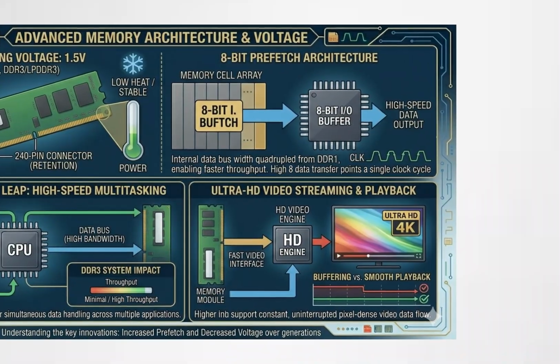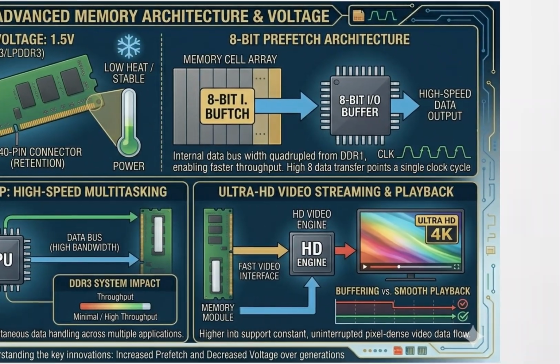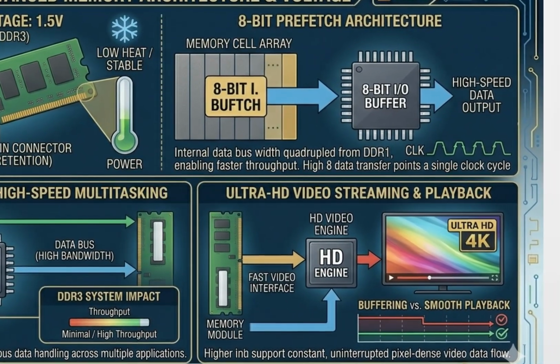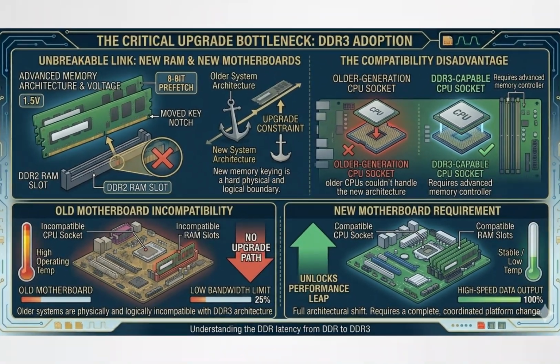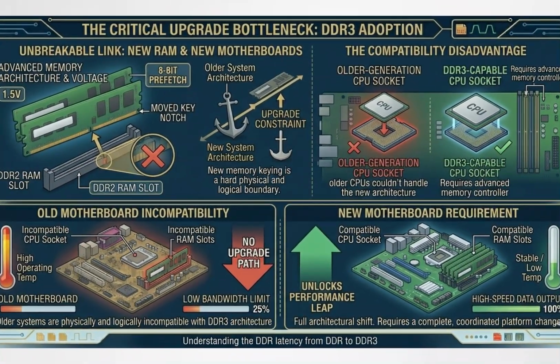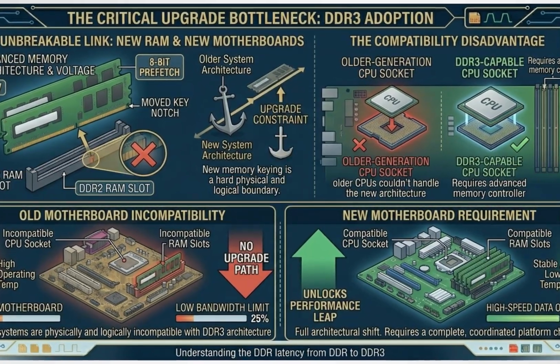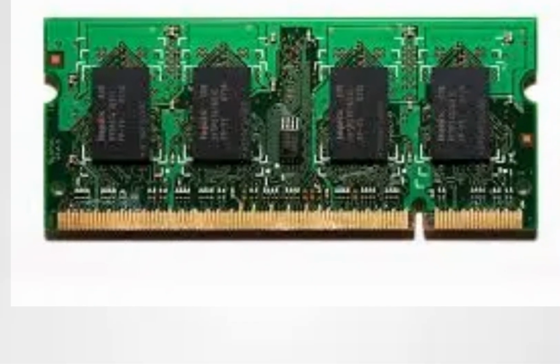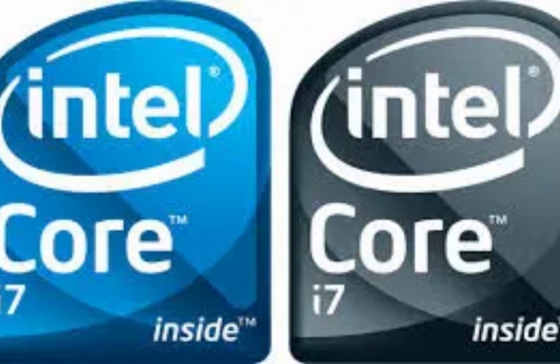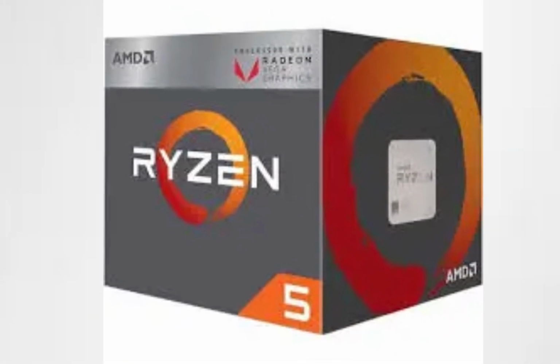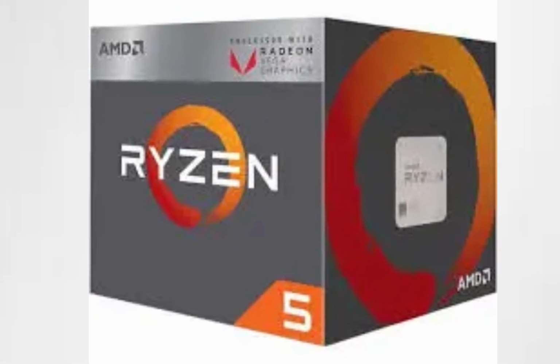The advantage, even lower voltage, 1.5 V, and 8-bit prefetch. It allowed for high-speed multitasking and HD video. The disadvantage, required entirely new motherboards. Older CPUs couldn't handle the new architecture. Notch moves to the center right. Pins, 288. Platforms, Intel 6th to 11th Gen, AMD Ryzen, AM4.